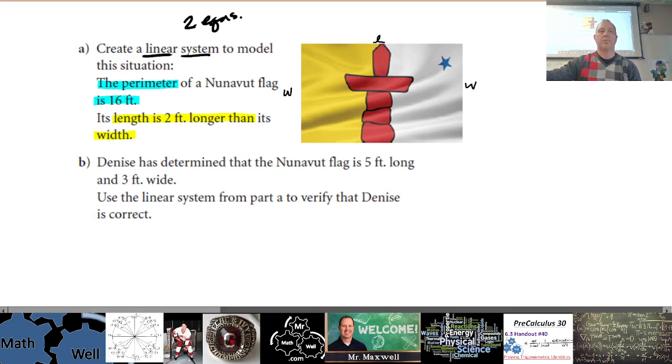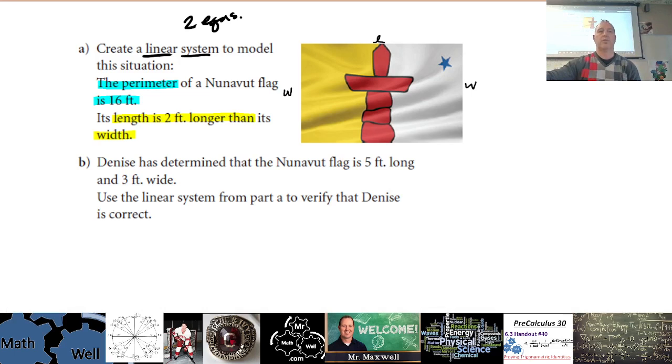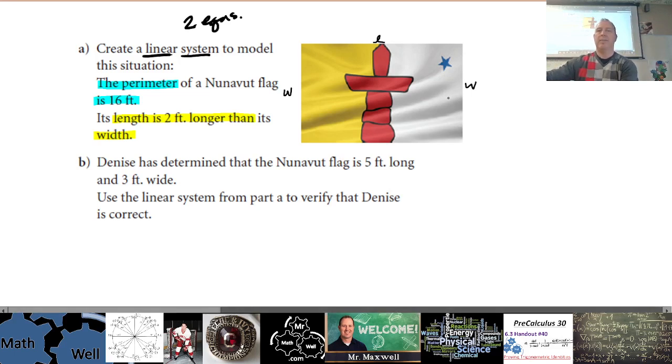Okay, so we're going to forget about B for now. Let's do A first. So create a linear system. I have a picture of the flag here for you. And I've noted that the width is going to be on the side, and the length on the top and bottom. That should be length. Okay. And so what's the equation I can build for this first part here? What's the number 1 equation going to be? Okay, P is equal to 16.